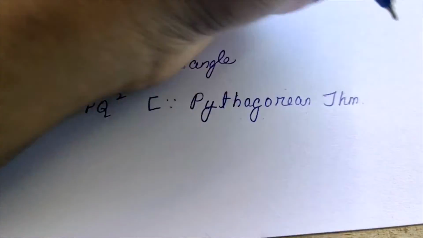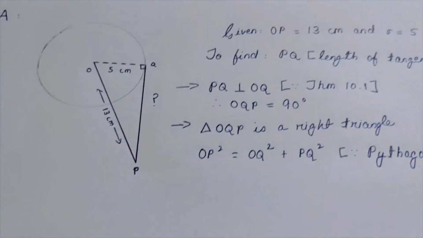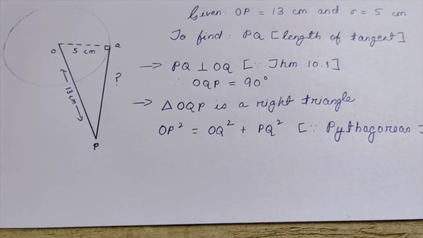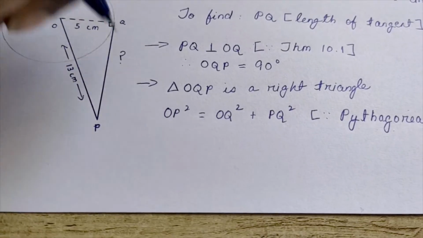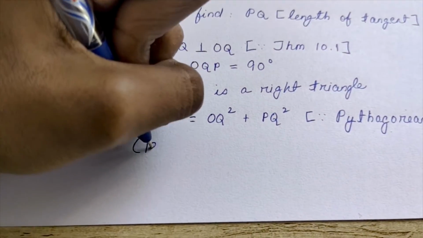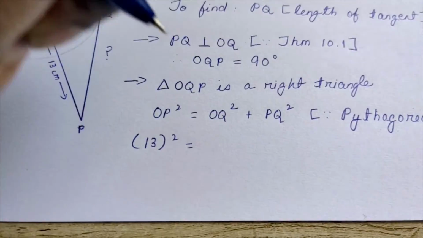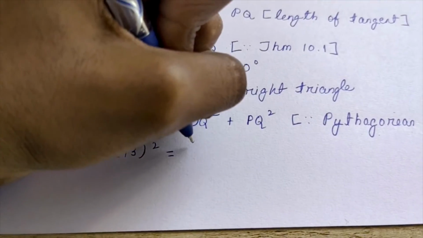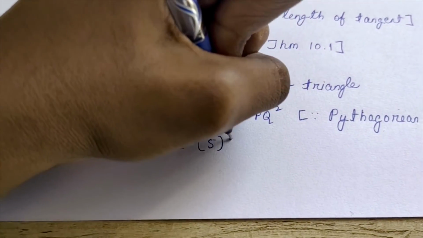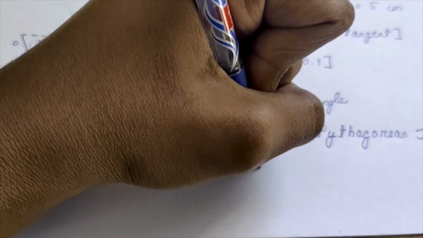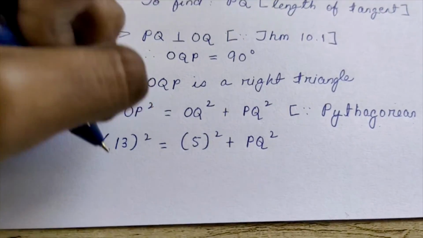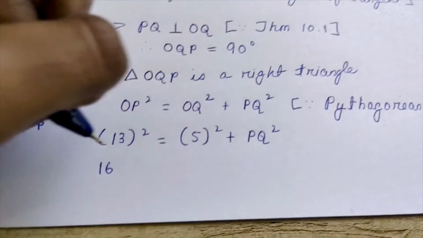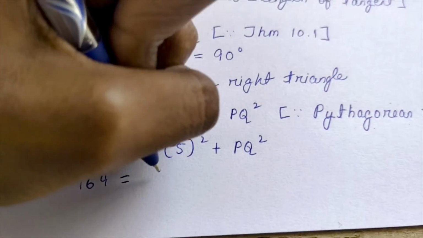The last step is to substitute our values. So we know that OP is equal to 13, OQ is equal to 5, and PQ is the missing value. So we can write 13 squared is equal to 5 squared plus PQ squared. And we just simplify this. 13 squared is equal to 169, which is equal to 5 squared is 25 plus PQ squared.